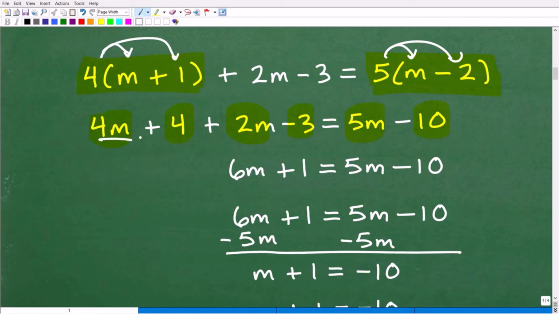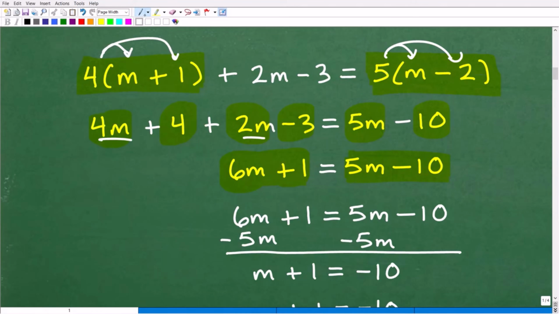So here I have a 4m and a 2m. I could combine those up. So 4m and 2m is 6m. So let's go ahead and combine those. Then here I have a 4 and I have a minus 3. And of course, that's going to be 4 plus negative 3, or 4 minus 3, which is positive 1. So you want to simplify each side of the equation when you're solving these linear equations. So we have 6m plus 1 over here, and then I have my 5m minus 10 right here.